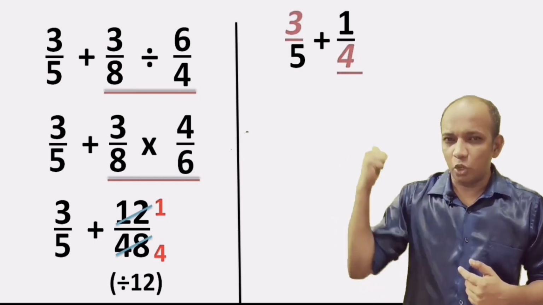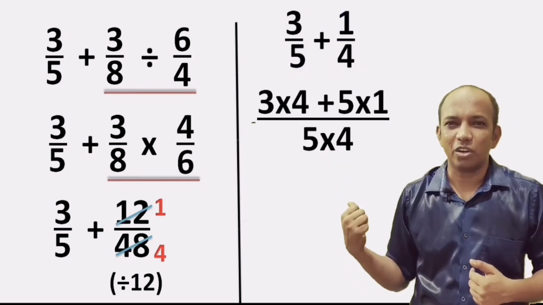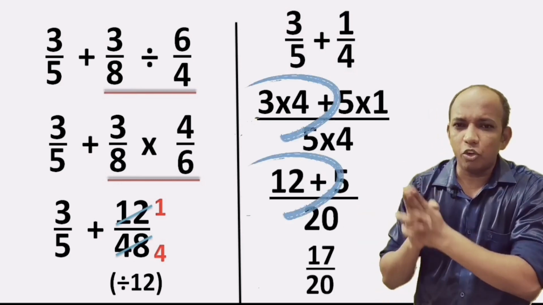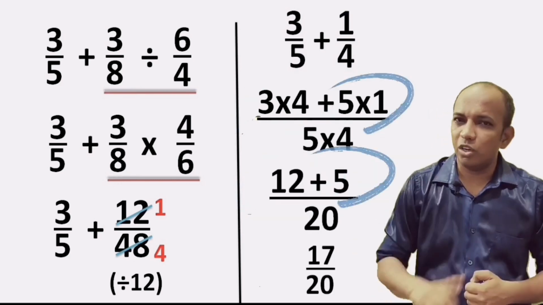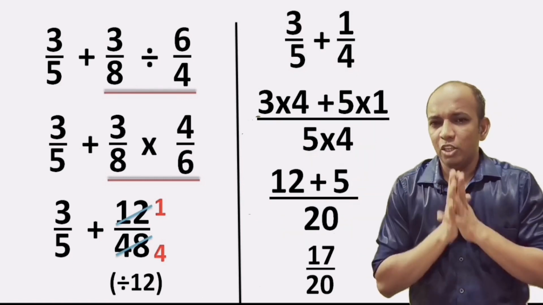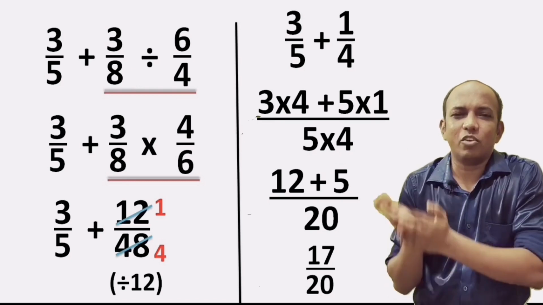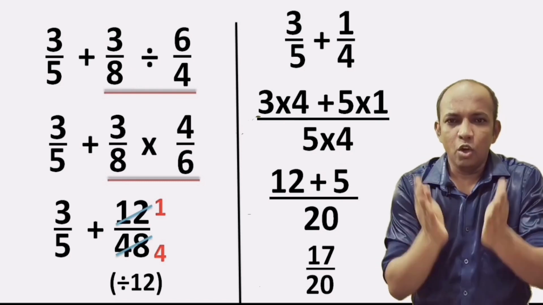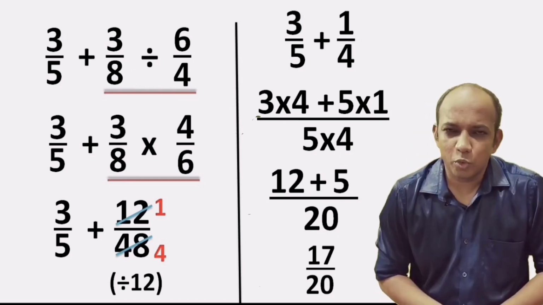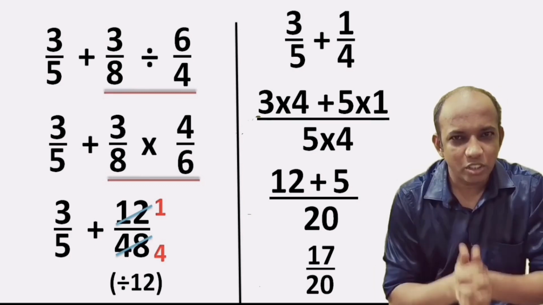So what we get: 3 into 4 plus 5 into 1, the whole upon 5 into 4. Operation: 3 into 4 we get 12, 5 into 1 we get 5, 5 into 4 we get 20 in the denominator. So in short we have 12 plus 5, the whole upon 20, and at last when you carry out the addition we get the answer 17 upon 20, and that is what we needed. Yes or no? Of course.